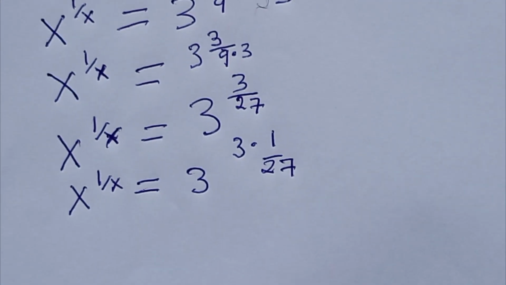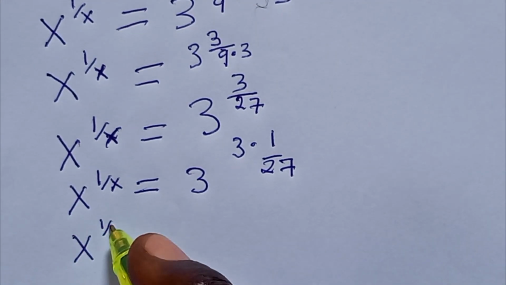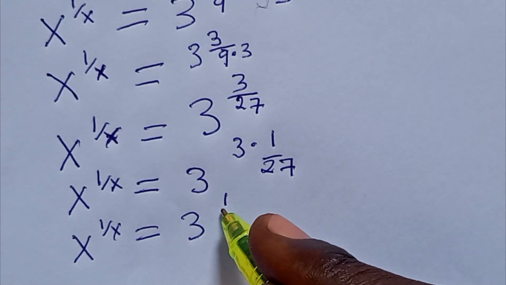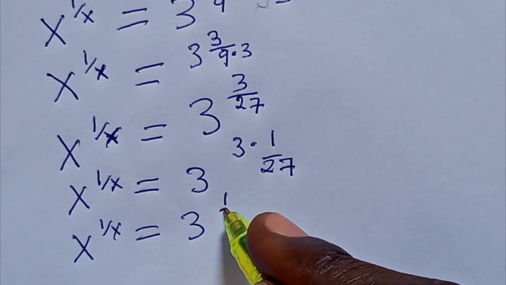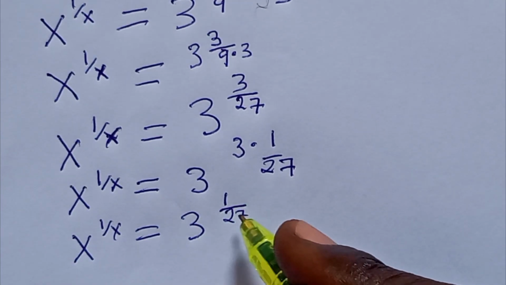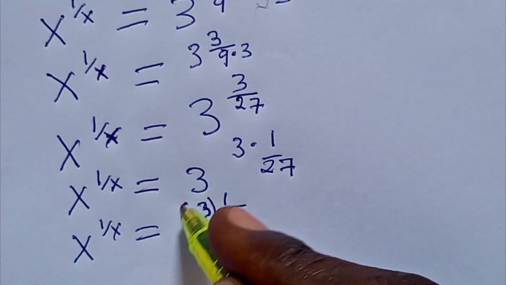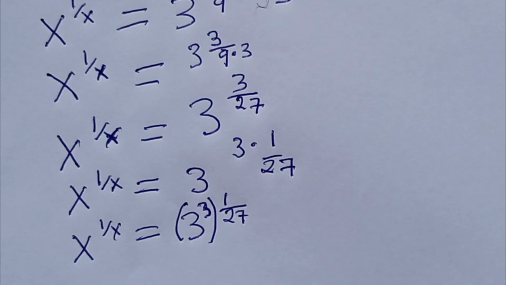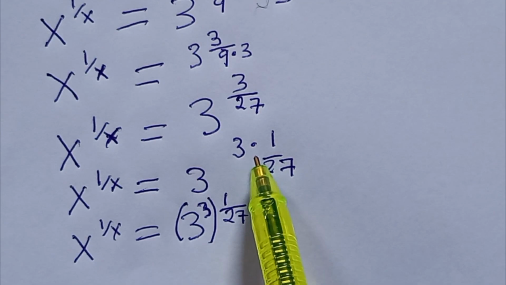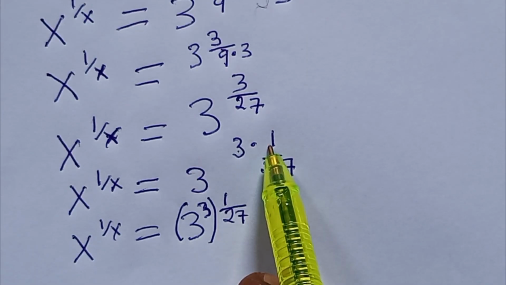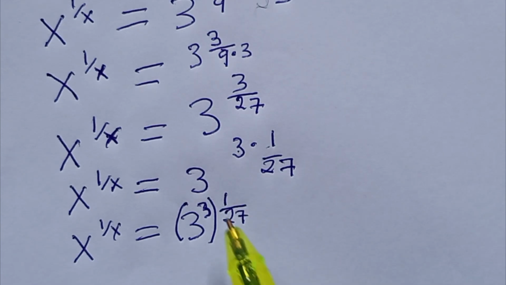So if this is the same, let's try and rearrange these by writing 3 to the power of 1 over 27. If we write it this way, we can actually write it this way. Because this is commutative, that is, we can multiply this and this and it doesn't change it, we can also rewrite this in this form.